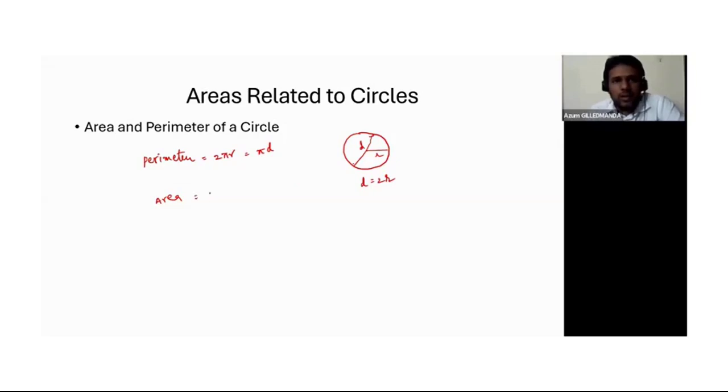Now what is the area of the circle? The area of the circle is pi into r square. Okay, so pi into r square. If we need it in terms of diameter, then pi into r is d by 2 whole square. That means pi into d square by 4.